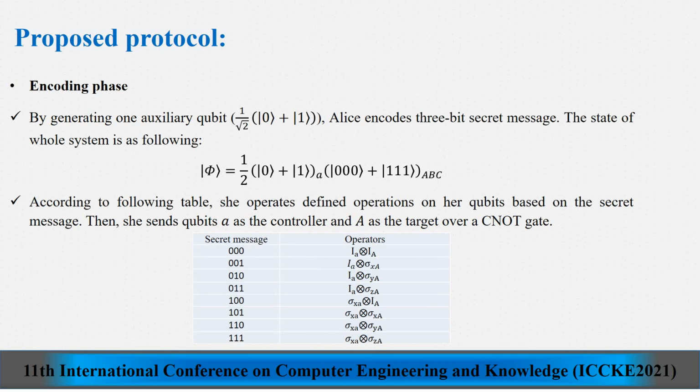In the encoding phase, by generating one auxiliary qubit as follows, Alice encodes the 3-bit secret message. The state of the whole system is as follows. According to the following table, she defines operations on her qubits based on the secret message. Then she sends the qubits, with the smaller one as the controller and the bigger one as the target, over CNOT gates.